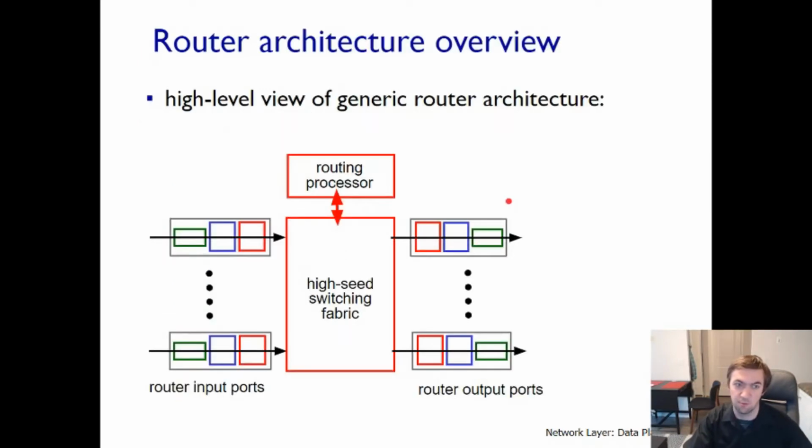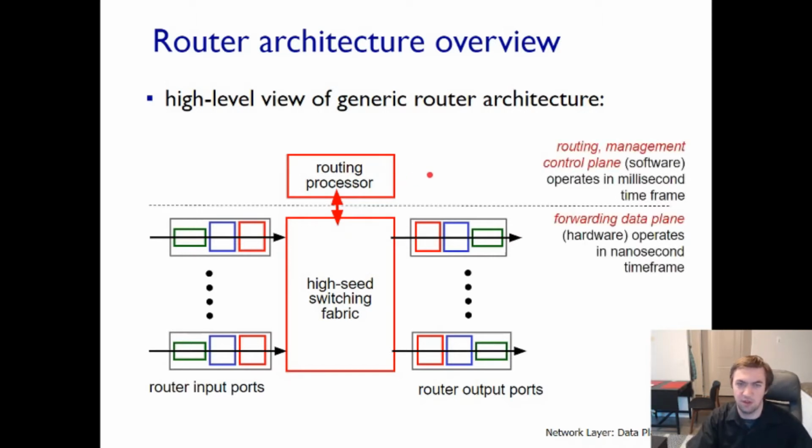Let's take a look at what's inside a router. As a general high-level view of what router architecture looks like, we have the high-speed switching fabric on the bottom here and the routing processor on top. So the processor is the control plane part of the router. It's the one that manages how to know where things should be sent. And on the bottom here is the hardware side of things, which is the data plane, the forwarding part that operates in a nanosecond time frame, much, much faster than the millisecond time frame of the processor itself. And so you can see the processor is going to have to manage the input ports and the output ports with regards to making sure things get sent to the right places.